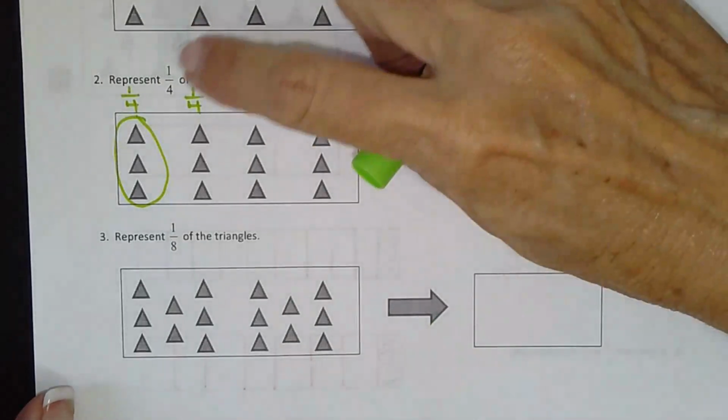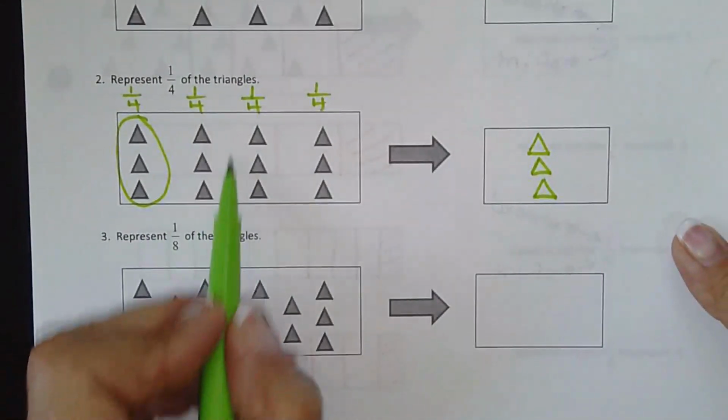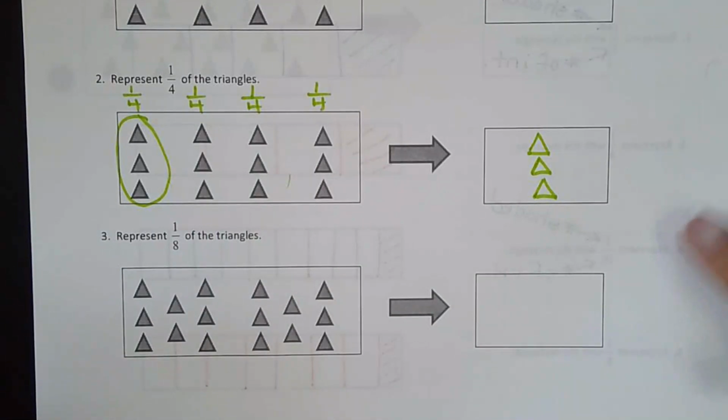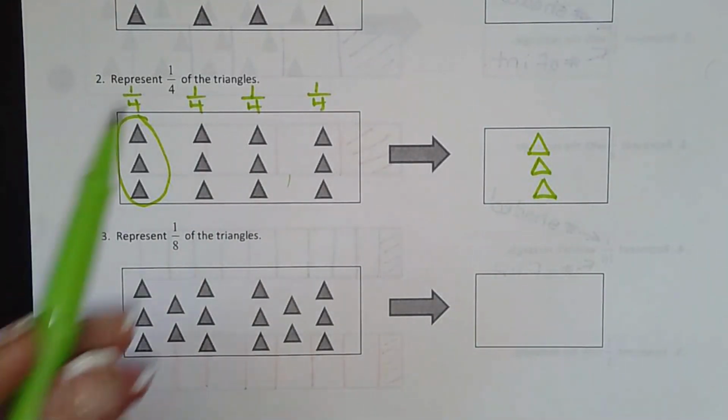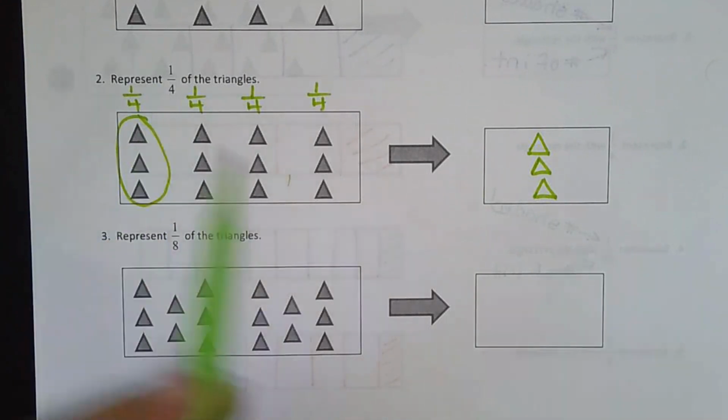If that was 3/4, then you'd circle all 3 of those, and you'd bring over 3 rows of 3. That's how it changes with the numerator. So 1/4 just means circle 1 out of 4 rows, or columns. I keep calling it rows. But if it was 3/4, that means circle 3 out of 4 of the columns.